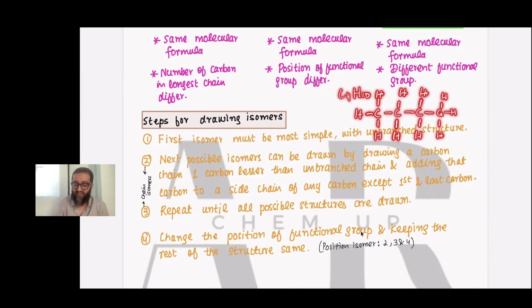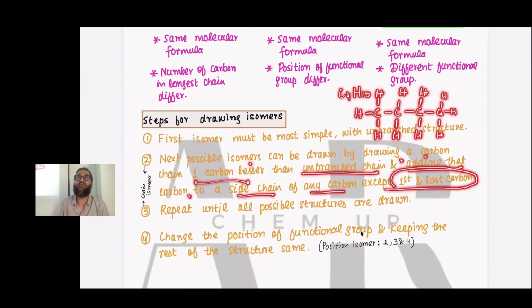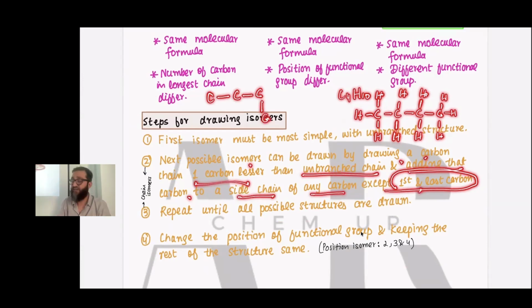Now I need to draw the second one. So see, the next possible isomer can be drawn with a carbon chain 1 carbon shorter than the unbranched chain, adding that carbon as a side chain to any carbon except the first and last carbon. This is a really important point. What students do is make the branch like this. They put 3 carbons and then they put the 4th carbon like this. So it doesn't make a branch. It is still a straight chain. So see, that's why I have added this point over here.